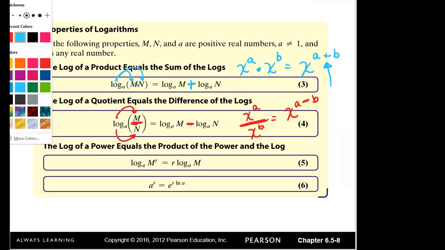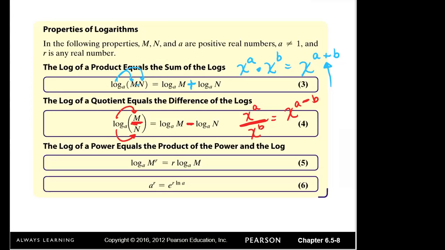And then we've got, I guess I'll use green on this one. The next one is called the power rule. The log of a power equals the product of the power and the log. This one is similar to the exponent rule that says if you have x to the a and you raise that to another power b, then that is equal to x to the a times b. It's the power to the power rule.